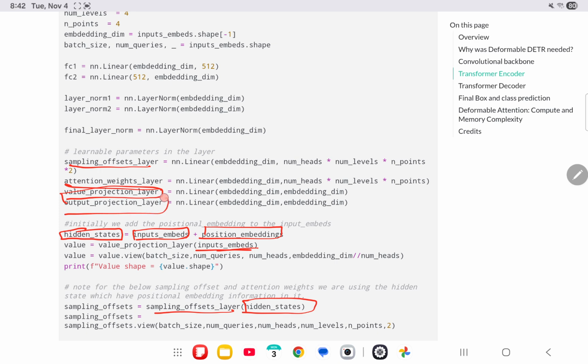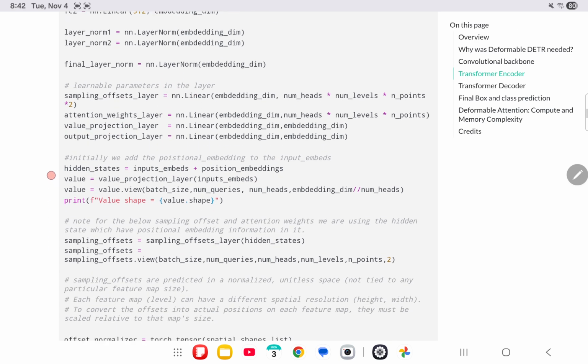And in the end we will have an output projection layer, similar to what's in normal attention. So the big thing is that how the query and key interact is changed. There is no query projection layer or key projection layer. Instead we have a sampling offset layer and a weight layer. That is the main difference.